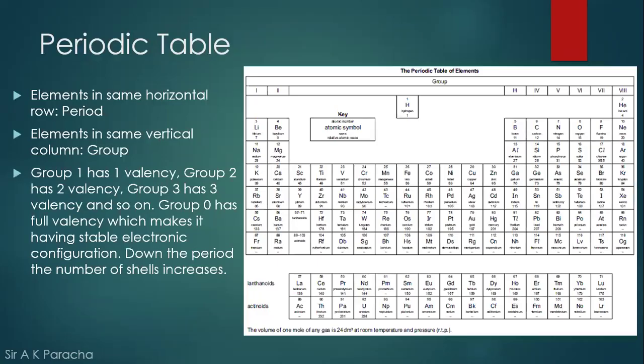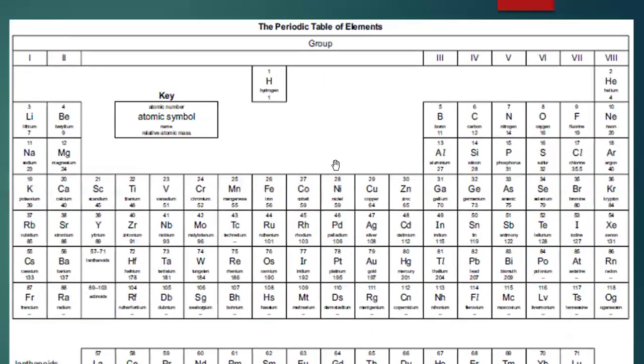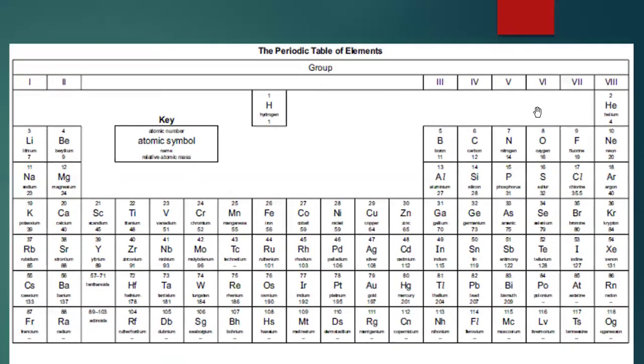Every atom wants the electronic configuration of the inert gases or group 8 or group 0 elements. This is group 8 or group 0. Okay. So every other element wants to achieve the electronic configuration of helium, neon, argon, krypton, and these elements. For example, lithium has 3 protons, so 3 electrons are there. So lithium will lose 1 electron to form the electronic configuration of helium.